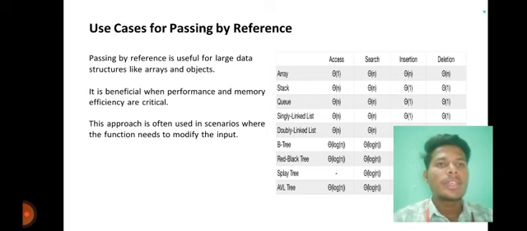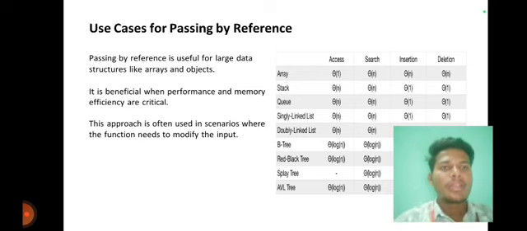The use cases for passing by reference. Passing by reference is useful for large data structures like arrays and objects. It is beneficial when performance and memory efficiency are crucial. This approach is often used in scenarios where the function needs to modify the input.